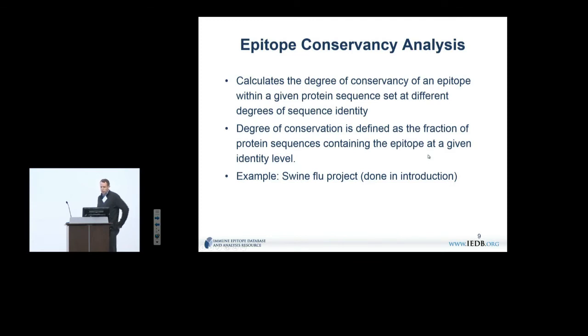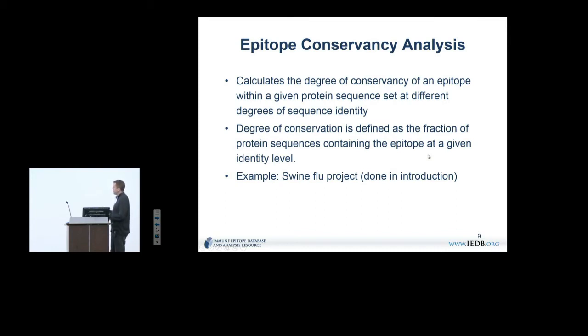So the second tool I'm going to talk about is the conservancy analysis, which calculates the degree of conservancy of an epitope within the given protein sequence. And I showed you an example at the start of how we've used these tools for doing the swine flu analysis. The degree of conservation is defined as the fraction of protein sequences containing the epitope at a given identity level.